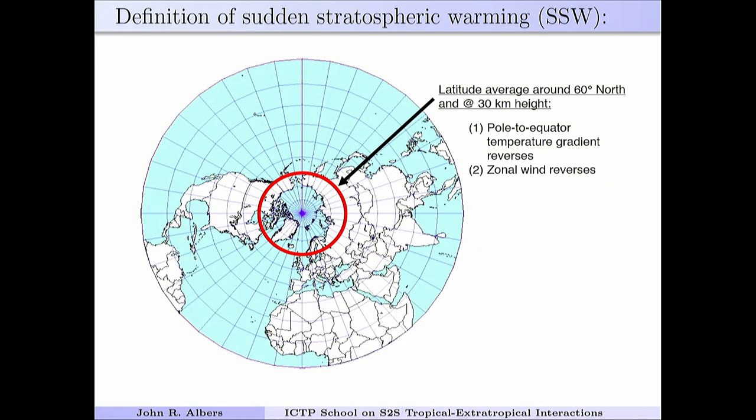As I mentioned, the most impactful types of events in the stratosphere are what are called sudden stratospheric warmings. And when one of these events happens, it's defined by the following criteria.